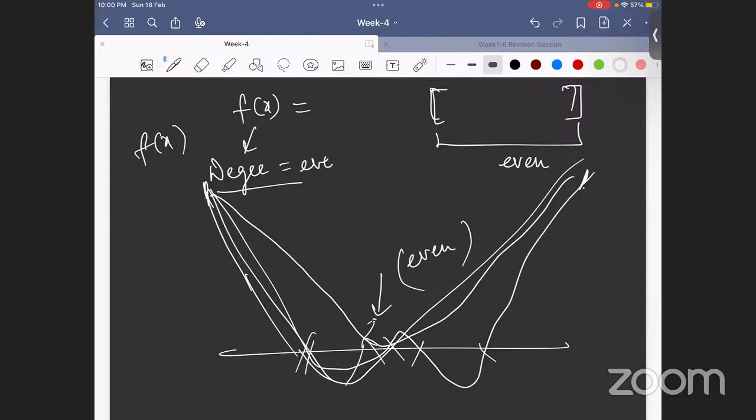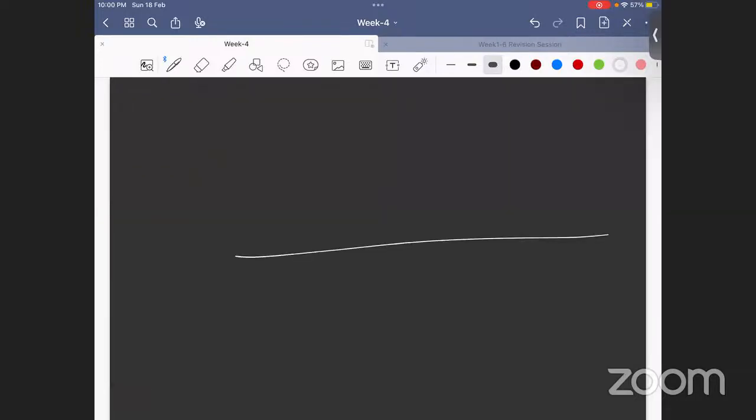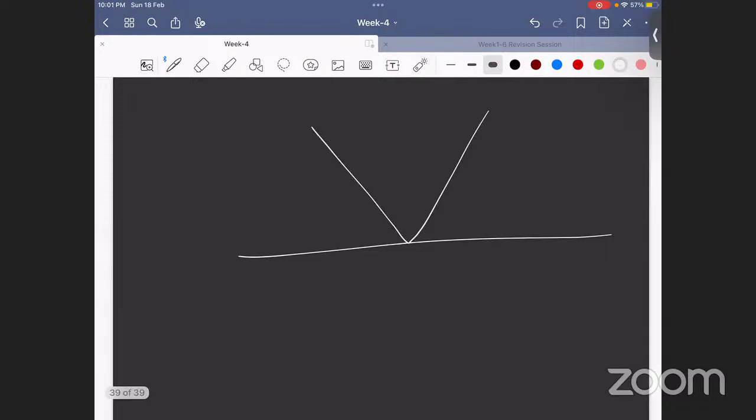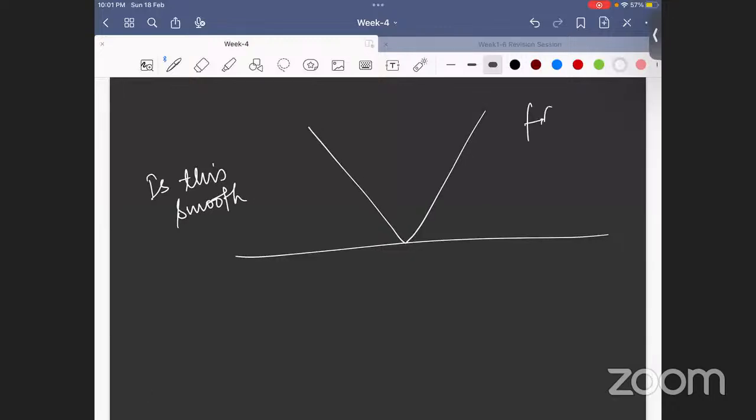Sir, mod x can be a person. Yeah, x equals mod x. This mod x is somewhat like this, right? Is this a smooth plot or not? No, sir. Is this a smooth plot? No. Right. Okay, what were you asking for the function of mod x? f(x) equals mod x. What was the question?